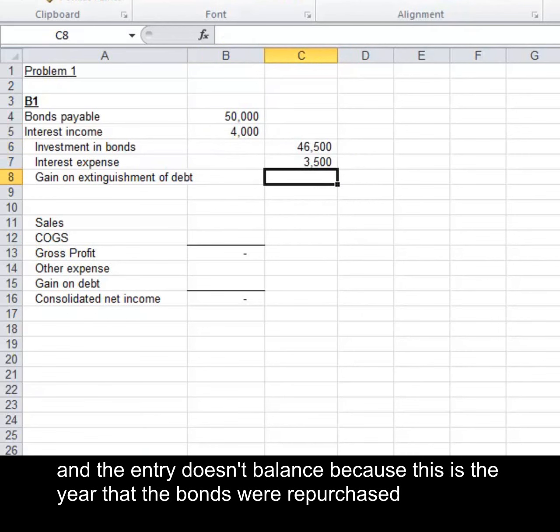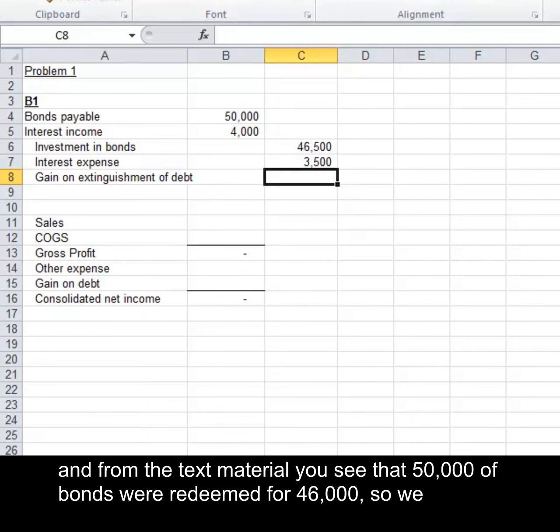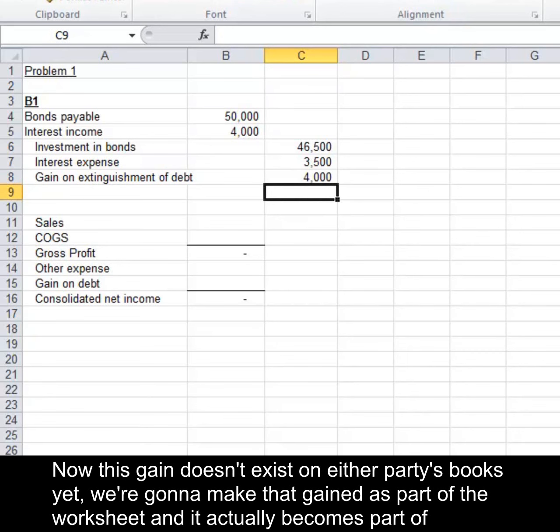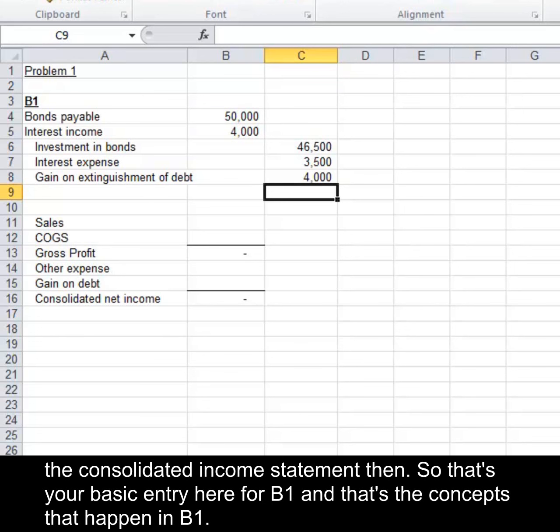And the entry doesn't balance because this is the year that the bonds were repurchased. And from the text material you see that 50,000 of bonds were redeemed for 46. So we actually had a gain on the redemption of those bonds. Now this gain doesn't exist on either party's books yet. We're going to make that gain as part of the worksheet, and it actually becomes part of the consolidated income statement then. So that's your basic entry here for B1, and that's the concepts that happen in B1.